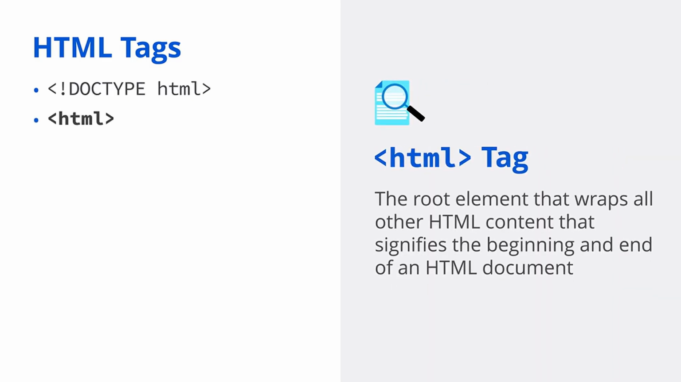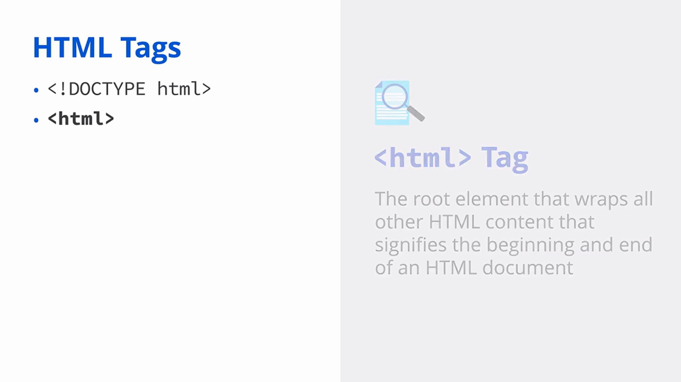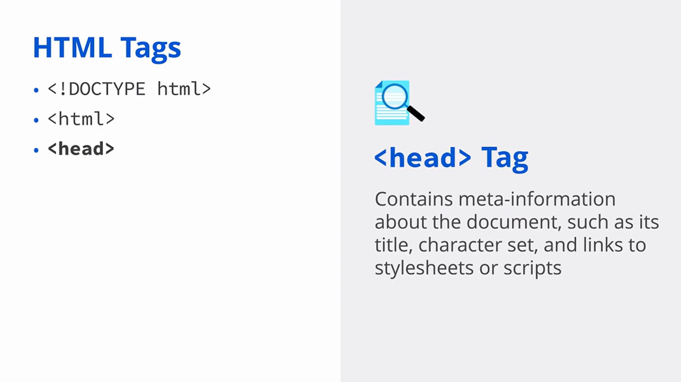The HTML tag is the root element that wraps all other HTML content and signifies the beginning and end of an HTML document. It's like the walls of a library that contain everything inside. For instance, every web page, like WebWave's homepage, starts with the HTML tag. The head section holds important information about the web page that isn't shown directly on the screen, like the page's title. Think of it like the information desk at a library, helping organize everything behind the scenes. The head section helps browsers and search engines understand the page better.